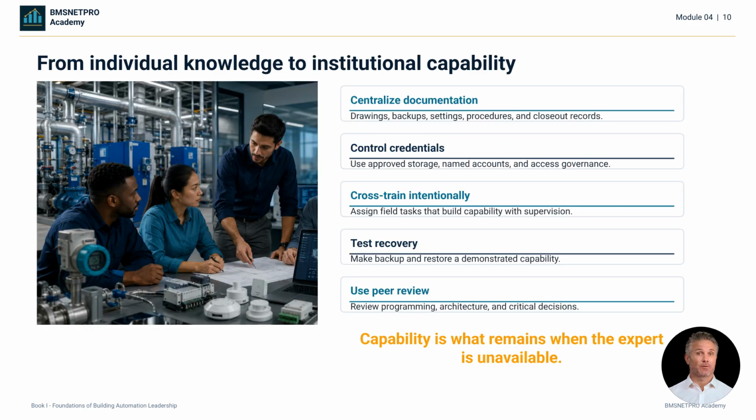The book gives a field experience where a facility relied on one senior specialist for major BAS incidents. He knew undocumented network settings, held local copies of backups, and resolved problems quickly. The arrangement appeared successful until he was unavailable during a critical communications failure. The larger correction required centralized documentation, controlled credential storage, cross-training, backup testing, peer review, and scheduled recovery exercises. Capability is what remains when the expert is unavailable.